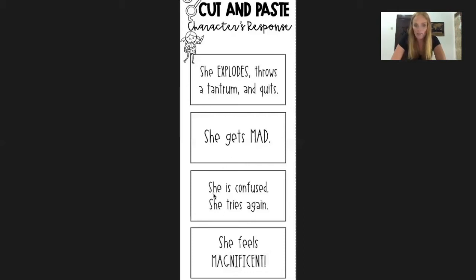The third one, she is confused. Bingong, I don't know what to do. How do I fix this? She tries again. All right, let's look at the last one. She feels magnificent. There's that word again. So remember, magnificent is amazing. Very, very good. She feels amazing. She feels magnificent.